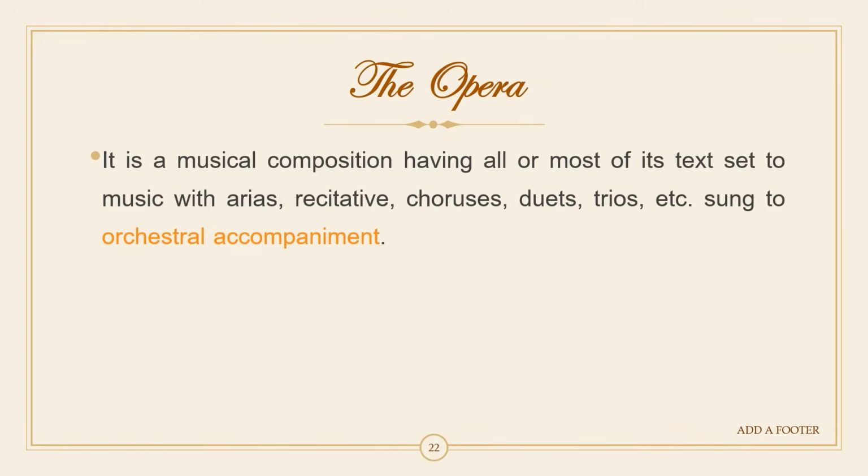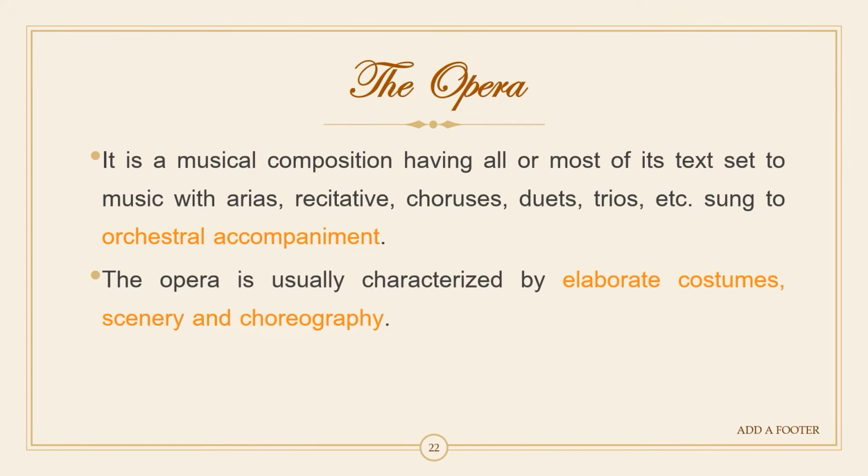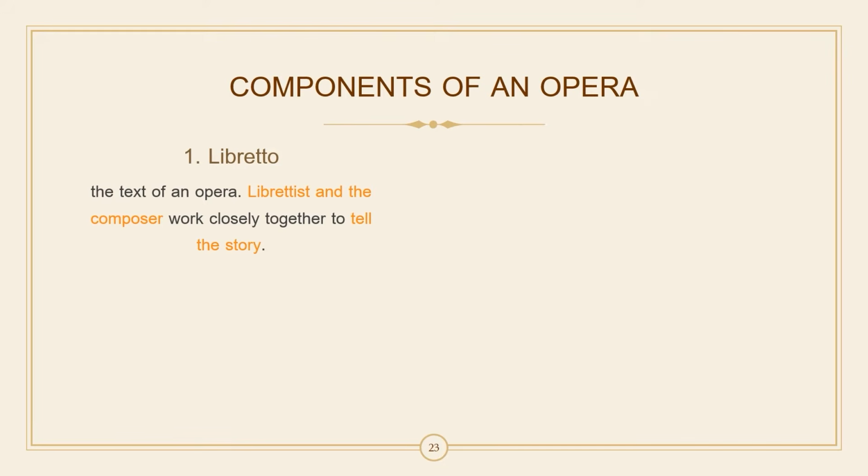The opera is a musical composition having all or most of its text set to music, with arias, recitative, choruses, duets, trios, etc., sung to orchestral accompaniment. The opera is usually characterized by elaborate costumes, scenery, and choreography. Components of an opera: 1. Libretto, the text of an opera. Librettist and the composer work closely together to tell the story.